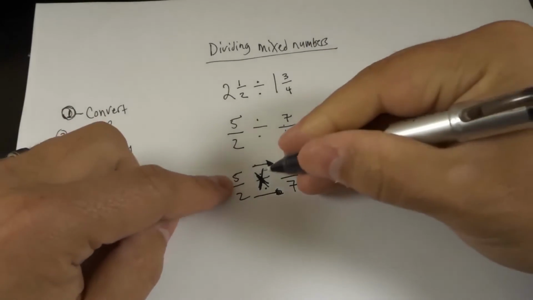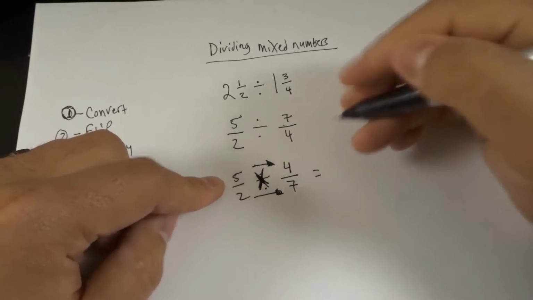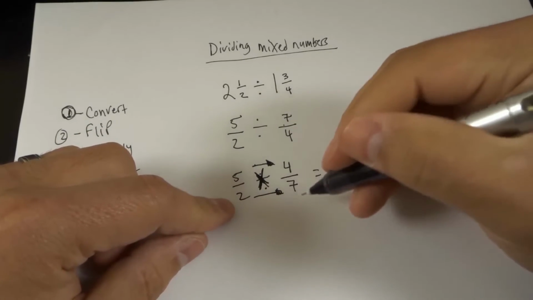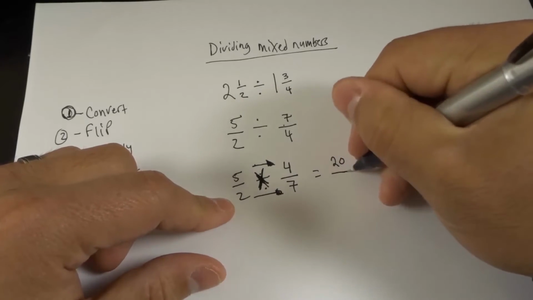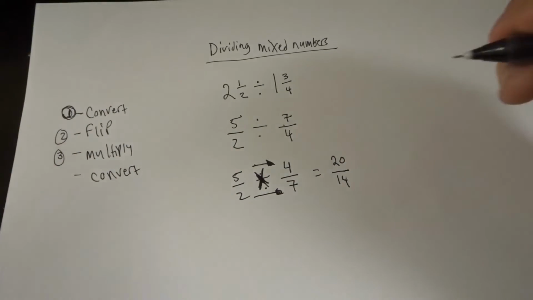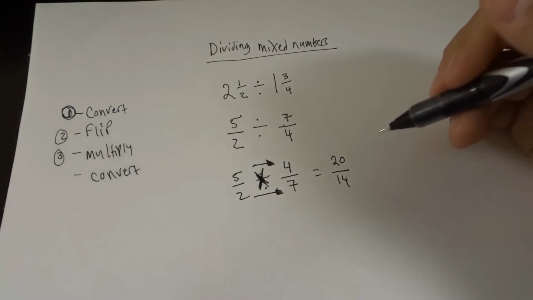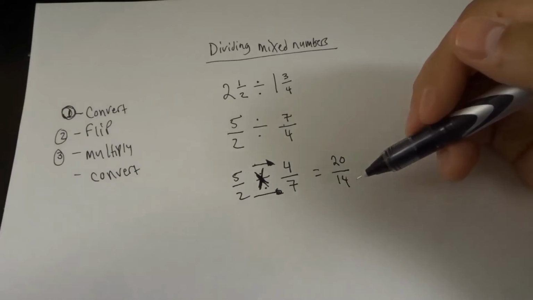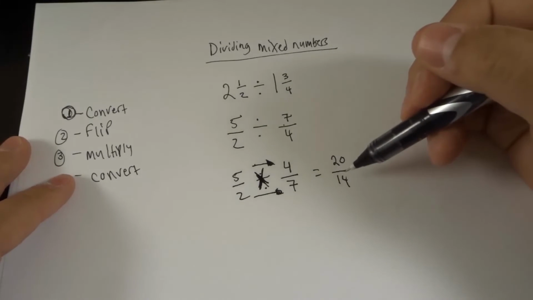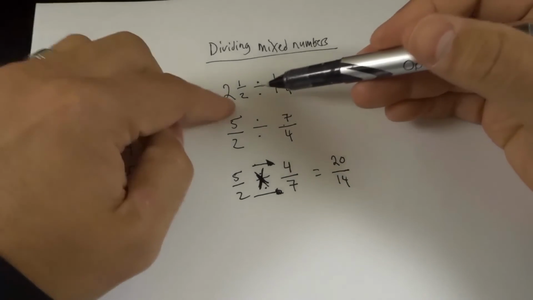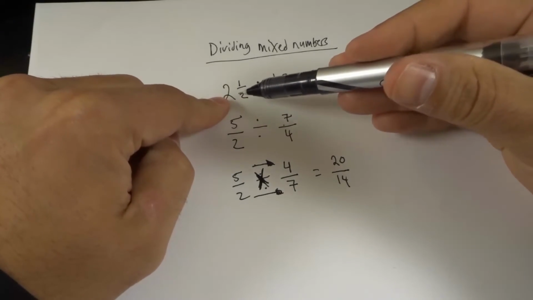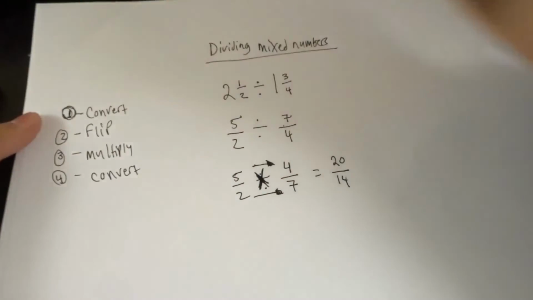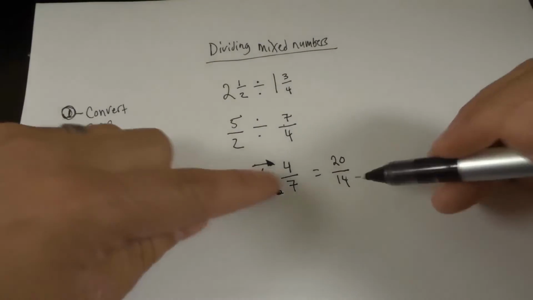So 5 times 4 is going to be 20, and then 2 times 7 is going to be 14. So we have 20/14. And what we have right here is actually the answer to the question. But most teachers and most people are going to want you to convert this to a mixed number again. We started with a mixed number, so we need to finish with a mixed number. So step number 4 is once again to convert this to a mixed number.